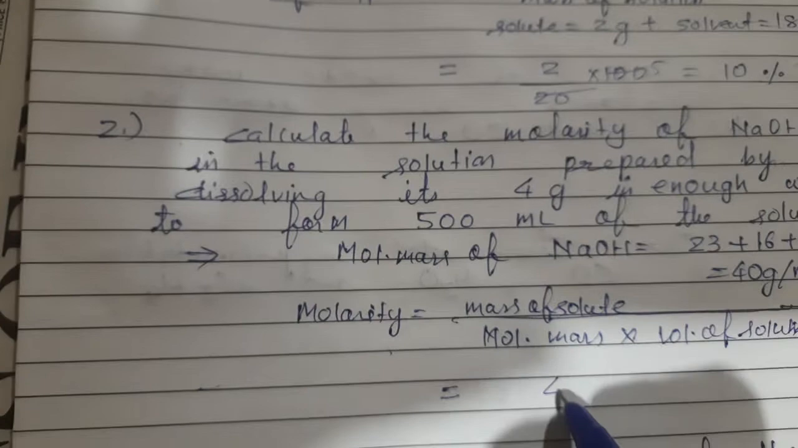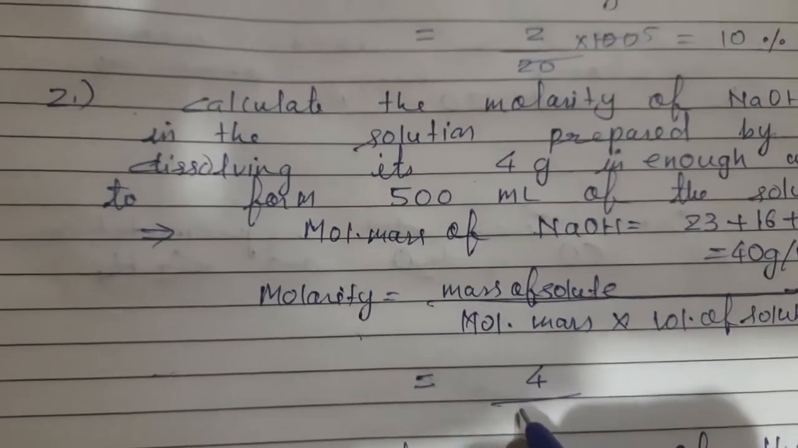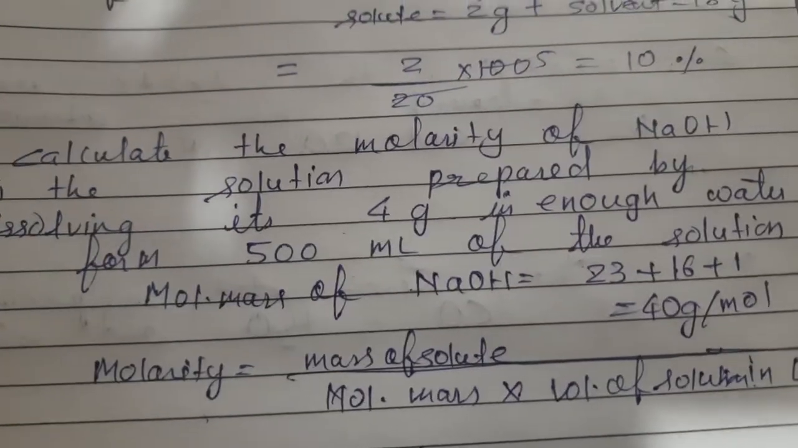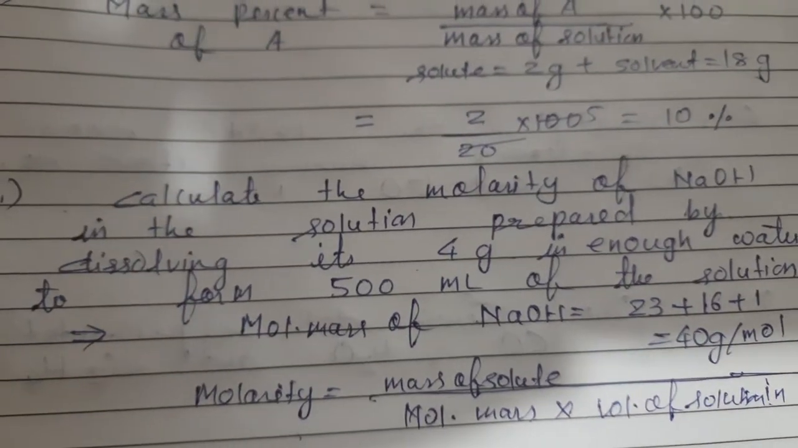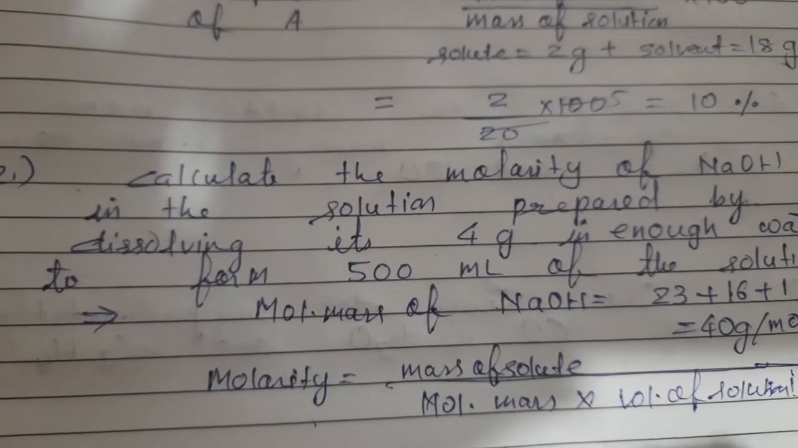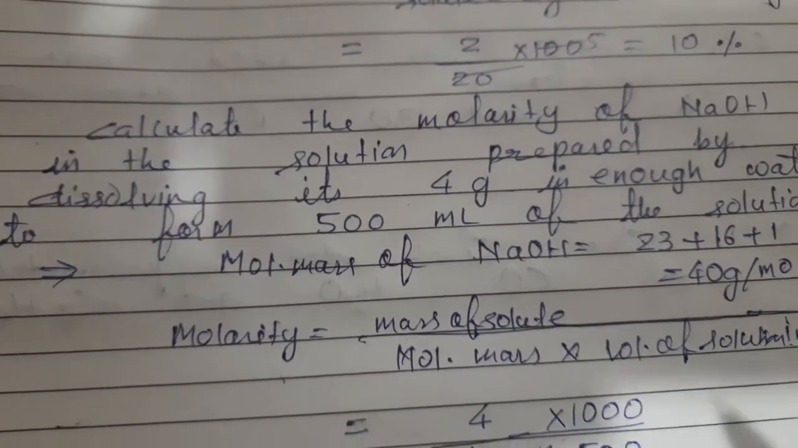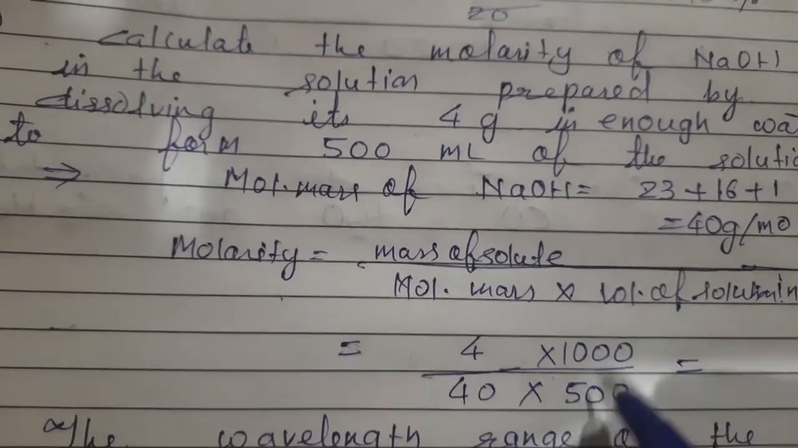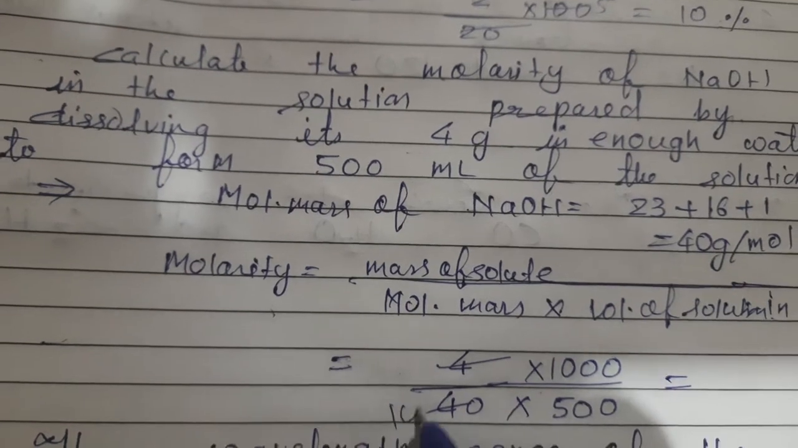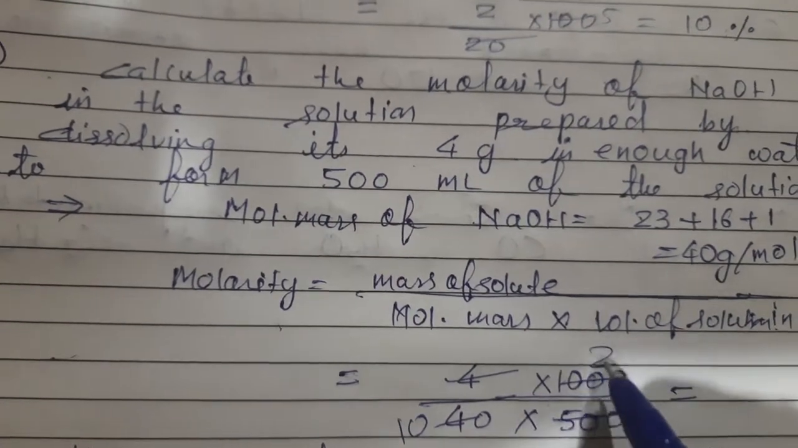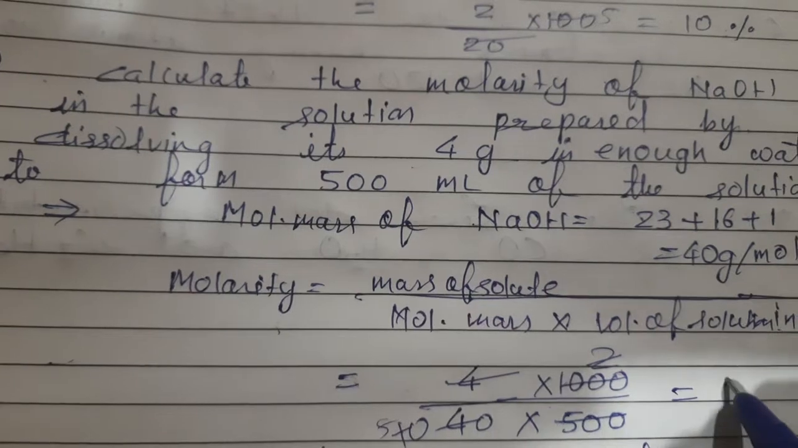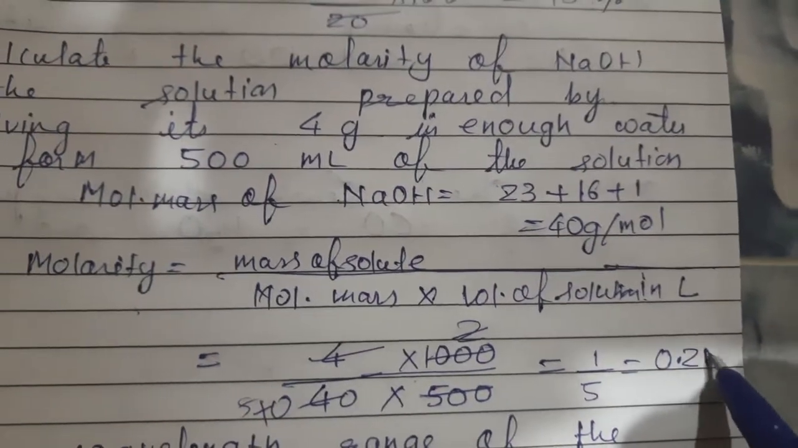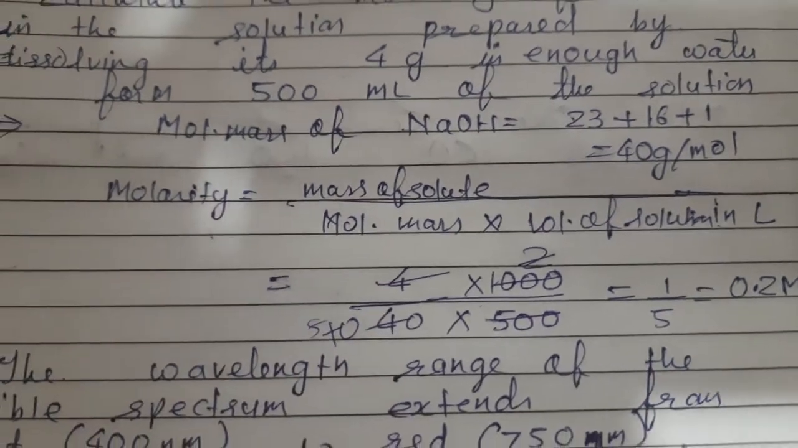So we will write 4. What is molecular mass we found? That is 40. What is the volume of the solution? Volume of solution is given 500. It is in ml, so let us convert it into liter, because volume has to be in liter. So we will write 4 upon 40 into 500 upon 1000. So 4 tens are 40, 500 twos are 1000, 2 fives are 10, 1 upon 5 is equal to 0.2 molar. Understood, beta?